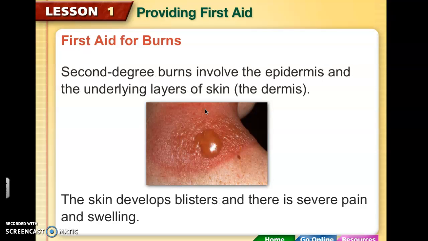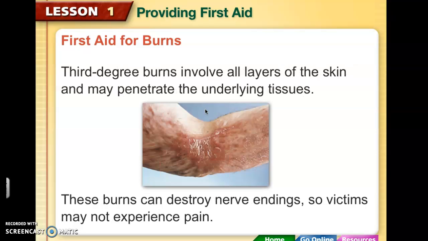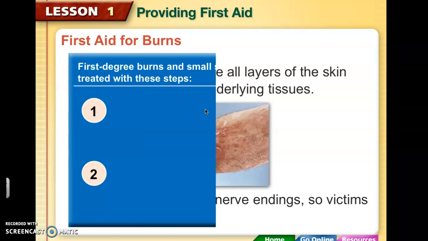Second-degree burns involve the epidermis and the underlying skin, which is the dermis, and this is when you develop blisters and there's severe pain and swelling. And then a third-degree burn involves all the layers of the skin and penetrates through the underlying tissues. These burns can be so severe that they destroy nerve endings, so the victim may not experience as much pain with a third-degree burn as with a second-degree burn, because the nerve endings have been killed.